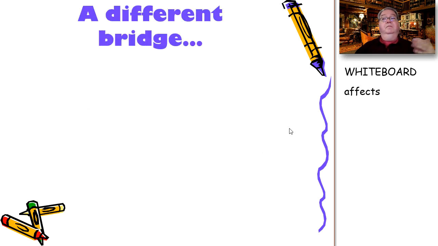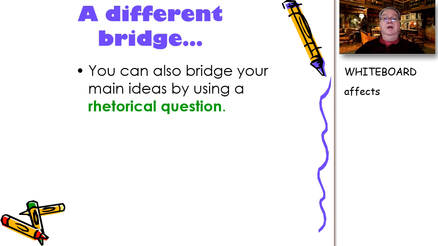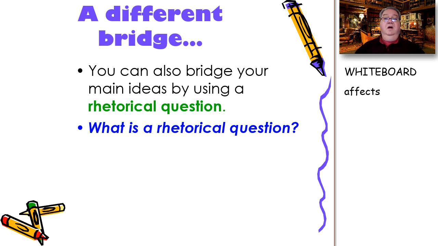Now, past plus future is one type of bridge. There's another type of bridge that uses a rhetorical question. Okay? What is a rhetorical question? That is a question that does not require an answer. An answer is not expected.